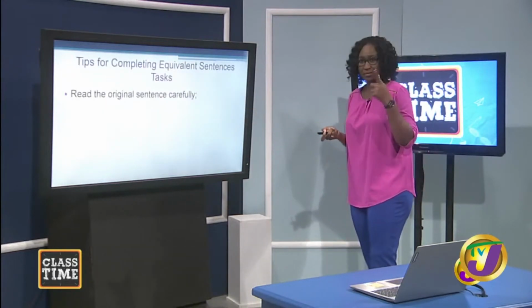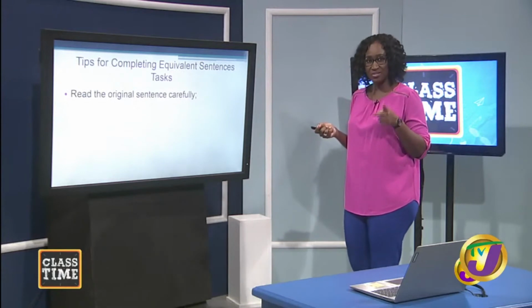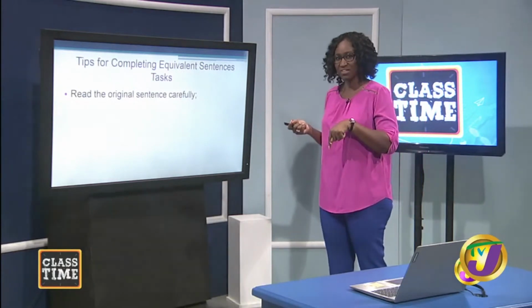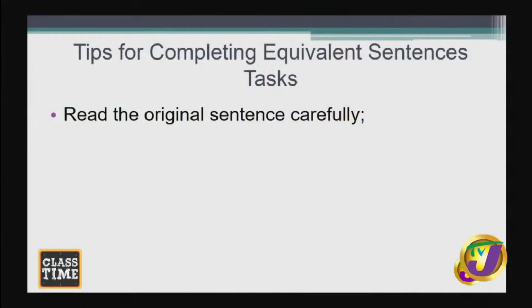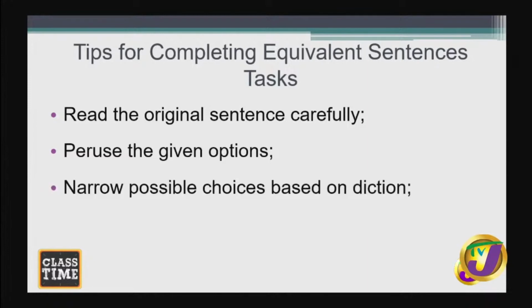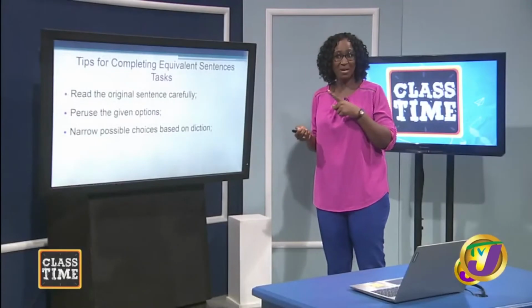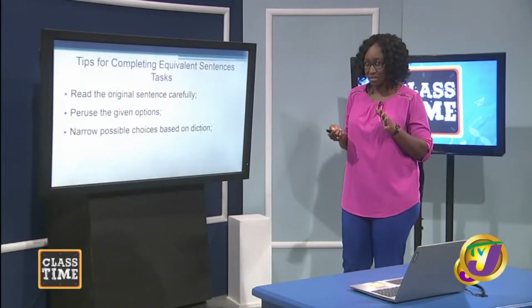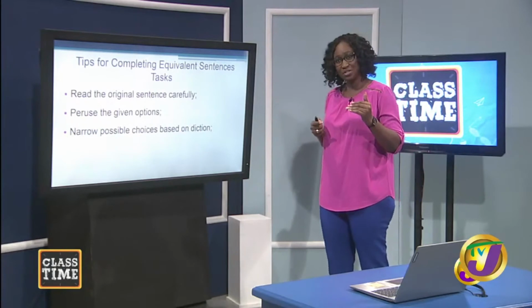So, of course, you need to read the original sentence. You can't find the equivalent if you don't know the original. You need to look at all the options, every single one of the four. Don't just drop at A or B and say, is it this? Even if you are compelled to believe that you are right, read all of them anyway. Narrow down the possible choices. And again, based on diction. Remember I said there might be that one word that throws off the meaning. So make sure you look at all the options.